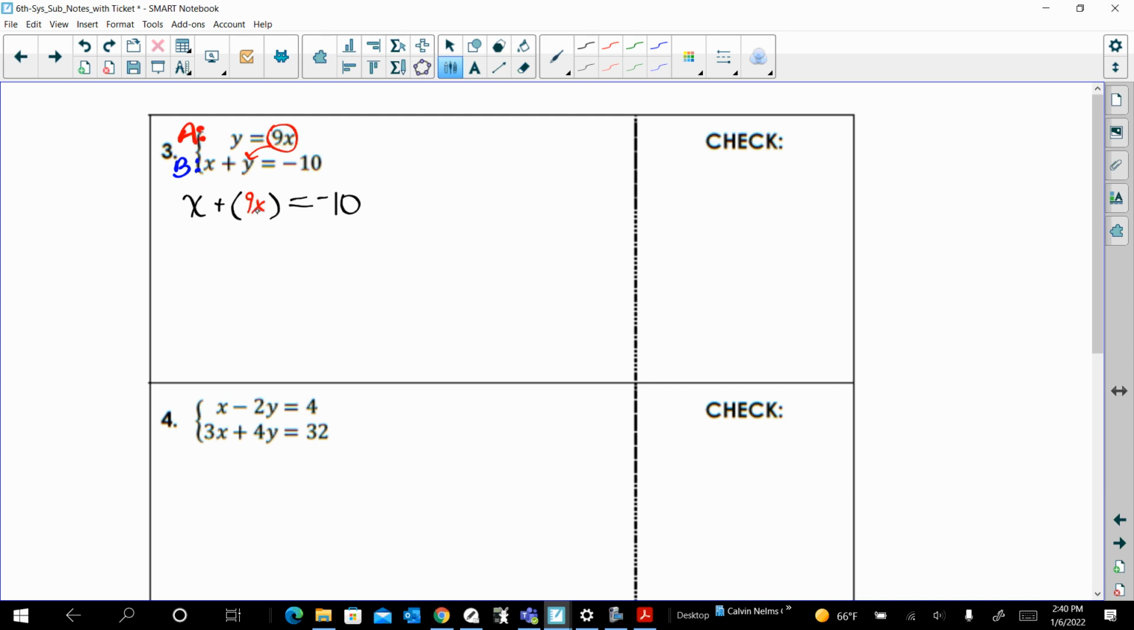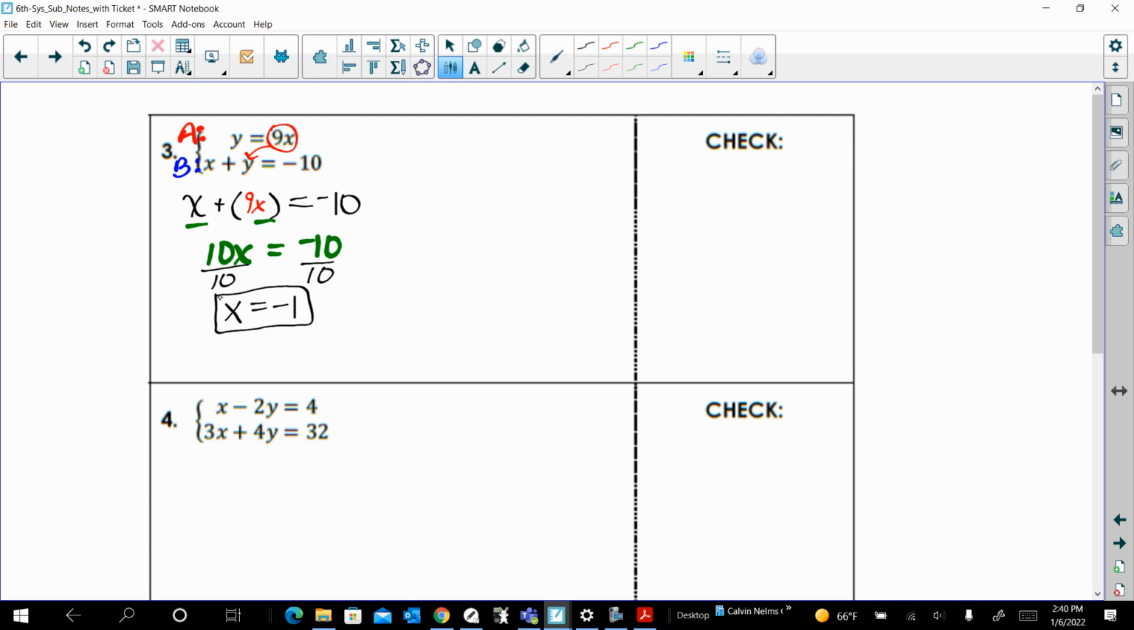All right. So step 3 after the substitution is solve the equation. Here we do not need to distribute because we don't have a coefficient, we don't have a number in front of y. What we have are just like terms. x plus another 9x gives me a total of 10x. So now the equation is 10x equals -10. And we're going to solve for x by dividing each side by 10, by the coefficient. So x here equals -1.